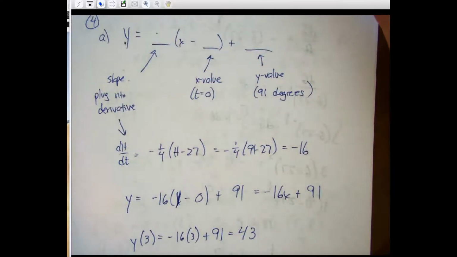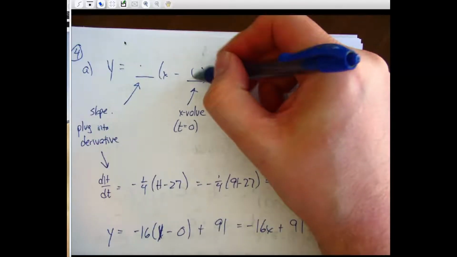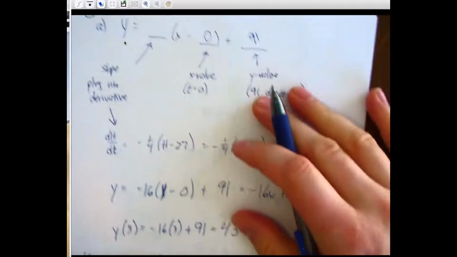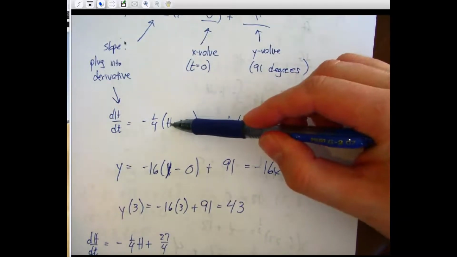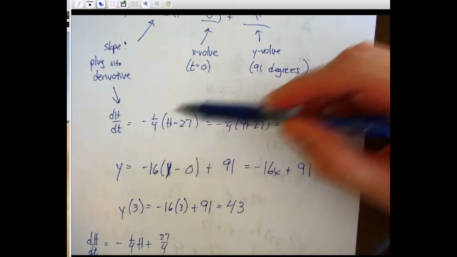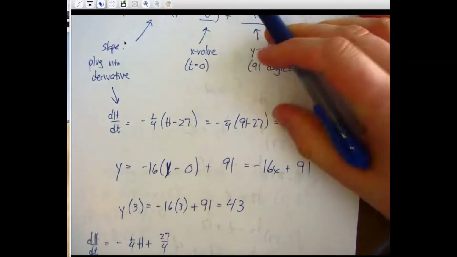And h represents the temperature, and h of 0 equals 91. So we're going to end up putting 0 here and 91 here. But what goes in here is actually h. I think it's pretty easy to put 0 there, but h represents the temperature. So -1/4 times 91 minus 27 gives me -16.